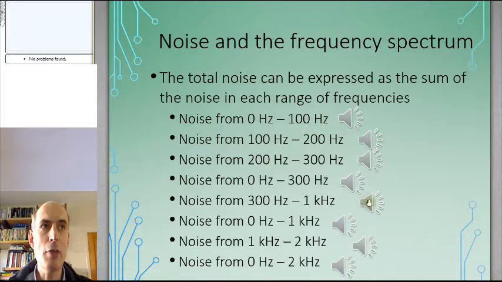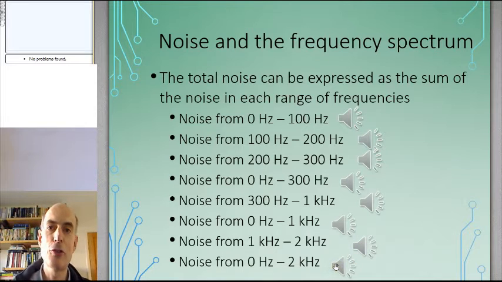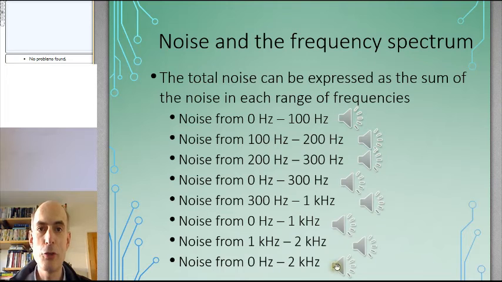And if I add that to the noise between 0 Hertz and 300 Hertz, the result would be this, which is the noise between 0 Hertz and 1 kHz. The noise between 1 kHz and 2 kHz sounds like this. And if I add that in, then I get the total noise between 0 and 2 kHz.